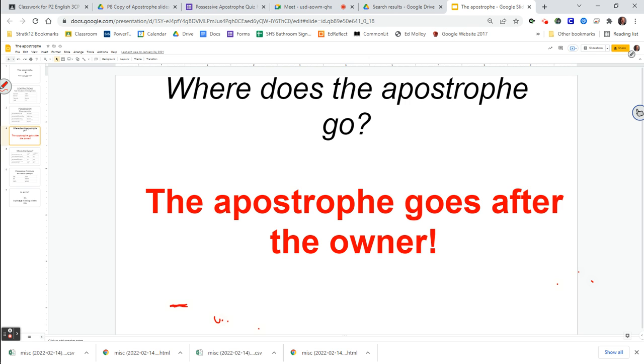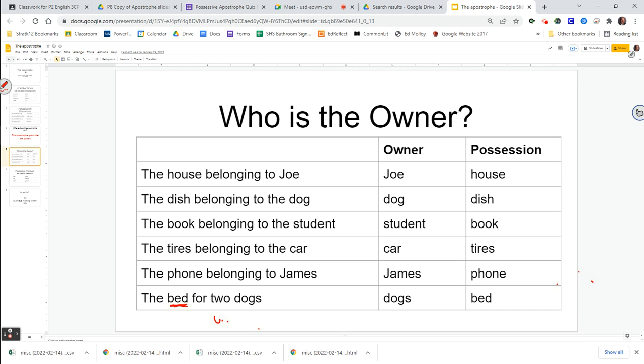So where does the apostrophe go? Apostrophe always goes after the owner. You figure out how to spell the owner, and then the apostrophe goes after that. So going back to our explanations, who's the owner? The house belonged to Joe. Joe's the owner. The dish belonged to dog.